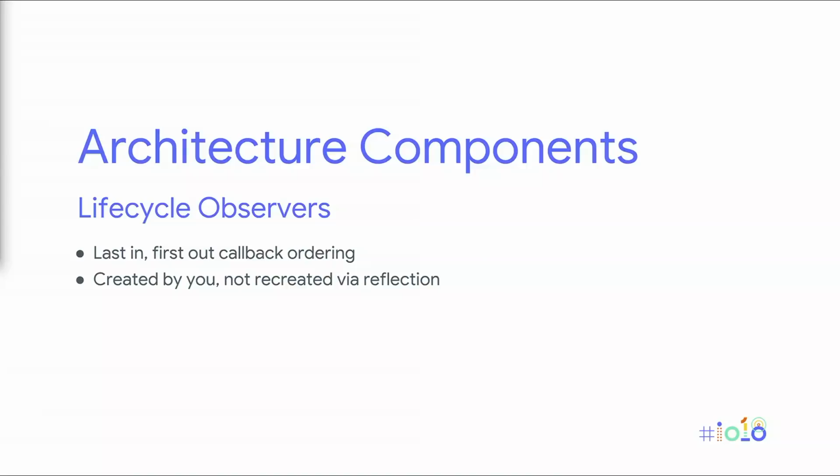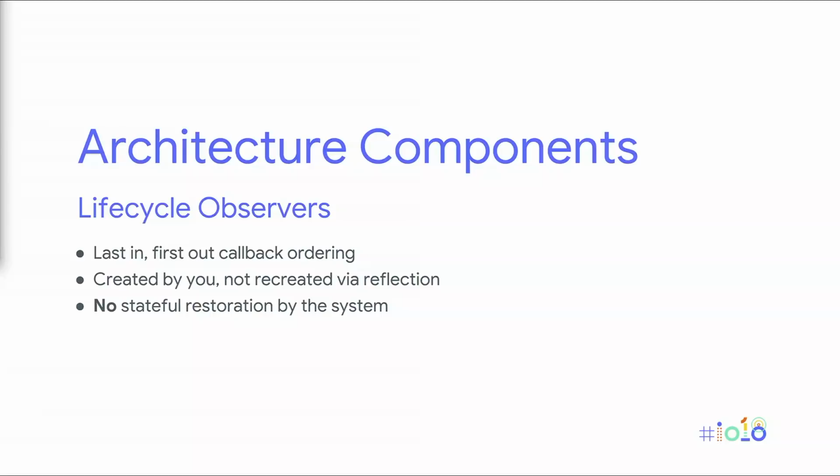Lifecycle observers are created by you. We don't try to recreate them via reflection, which means that you can use any sort of creation pattern that you may find useful within your app. So this seems like a really small thing, but it was a big piece of feedback that we got with fragments. The implication of that, though, is that you no longer get stateful restoration by the system.